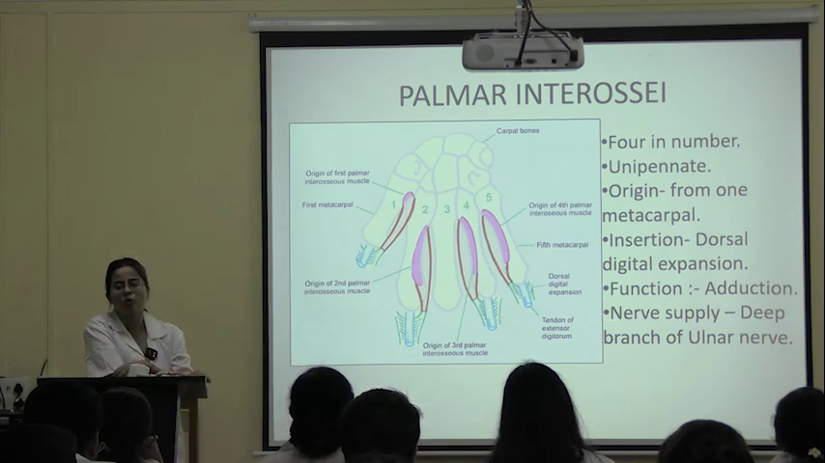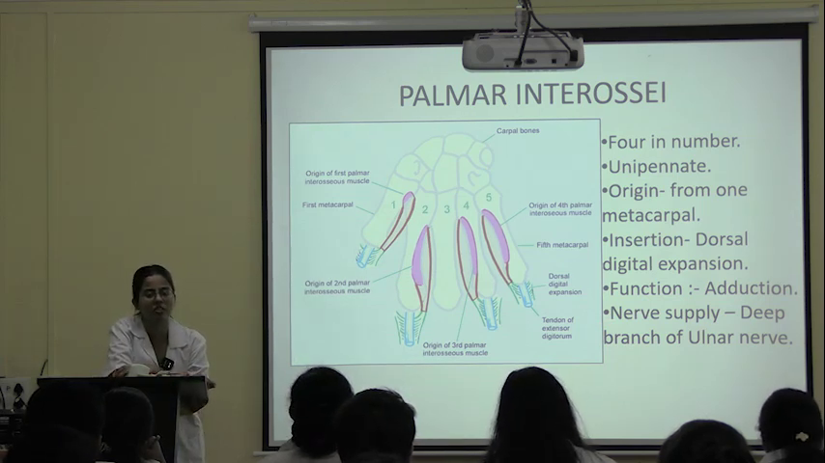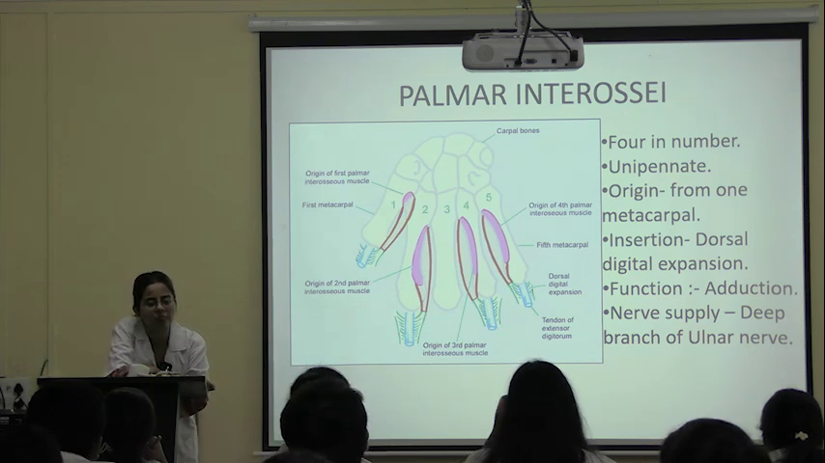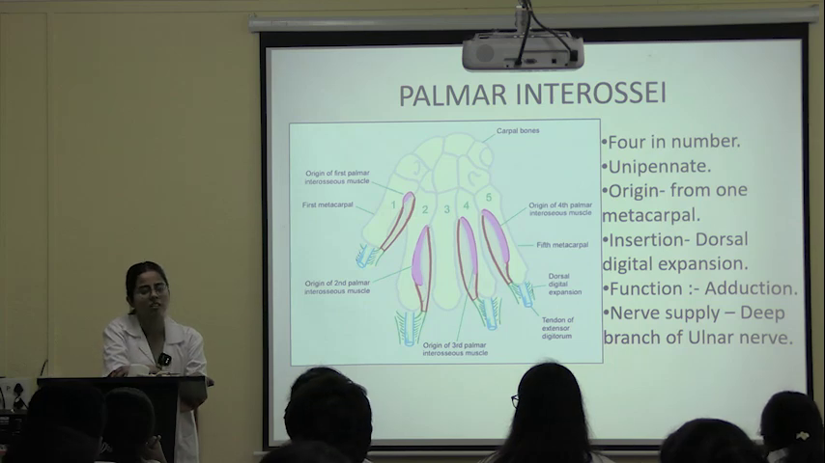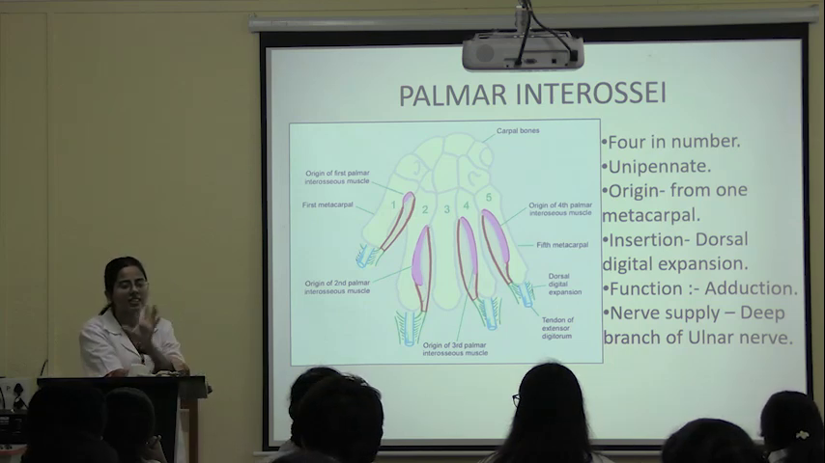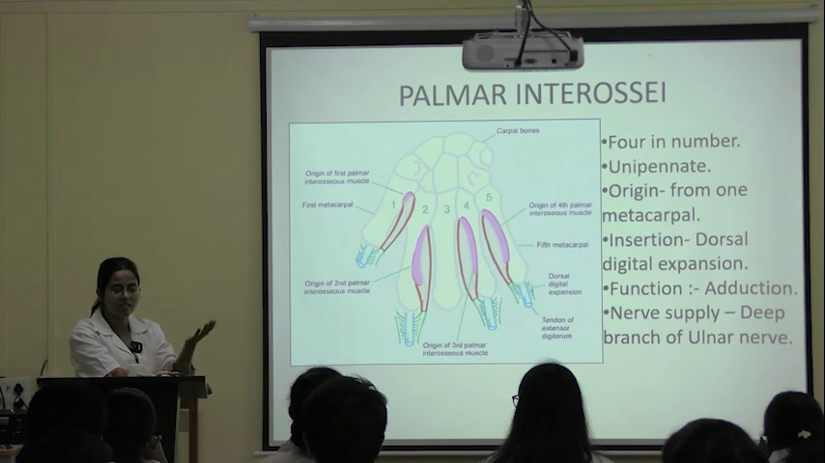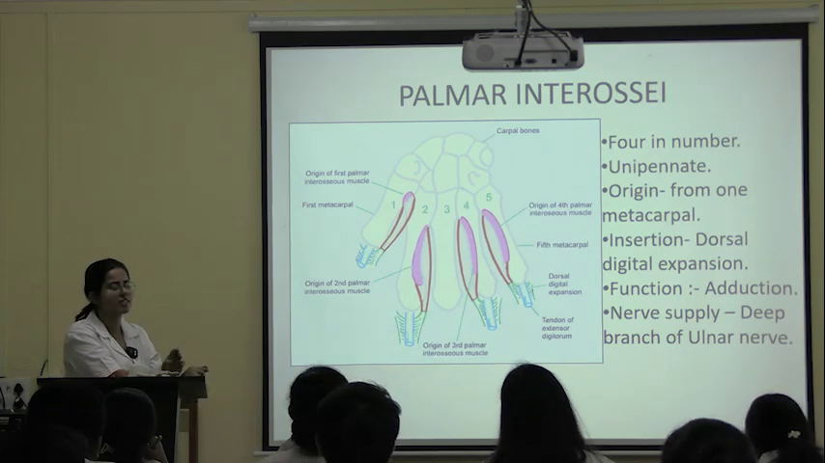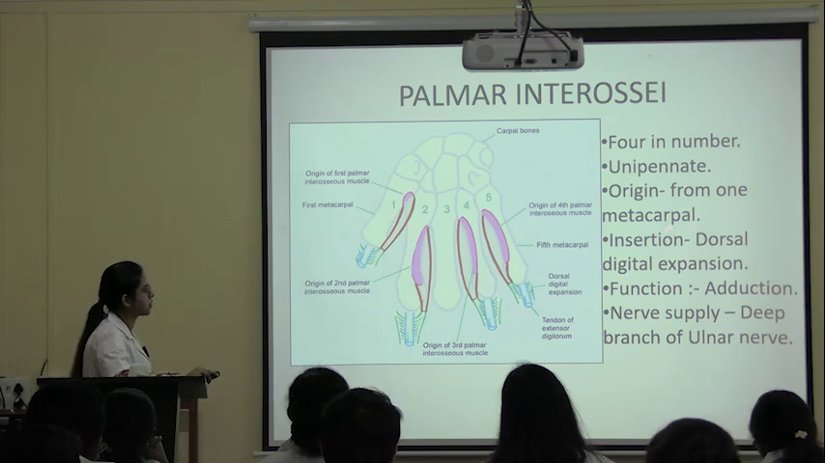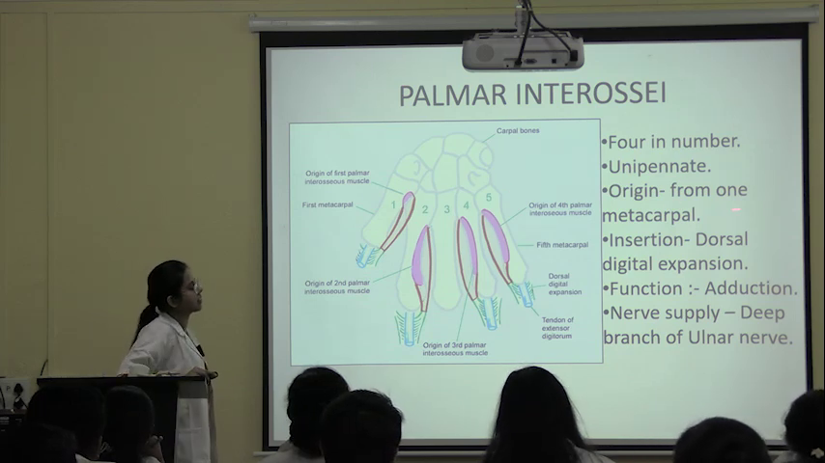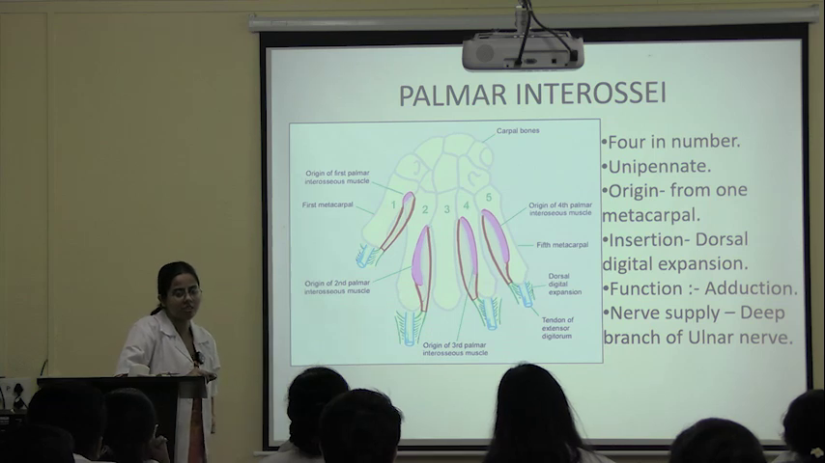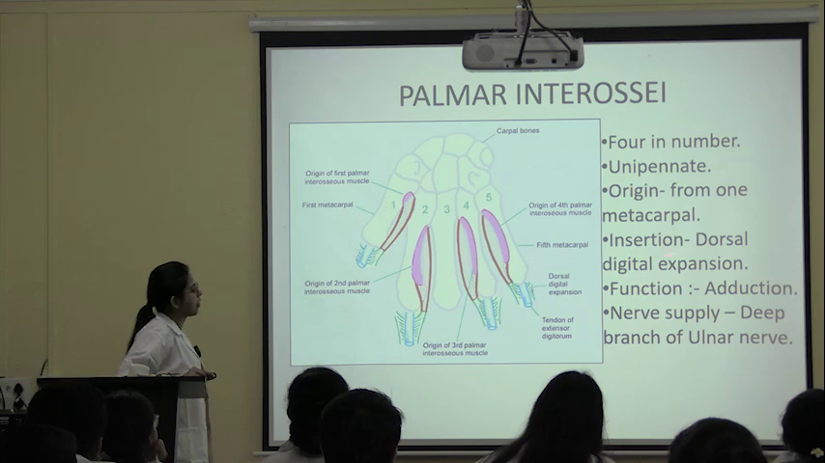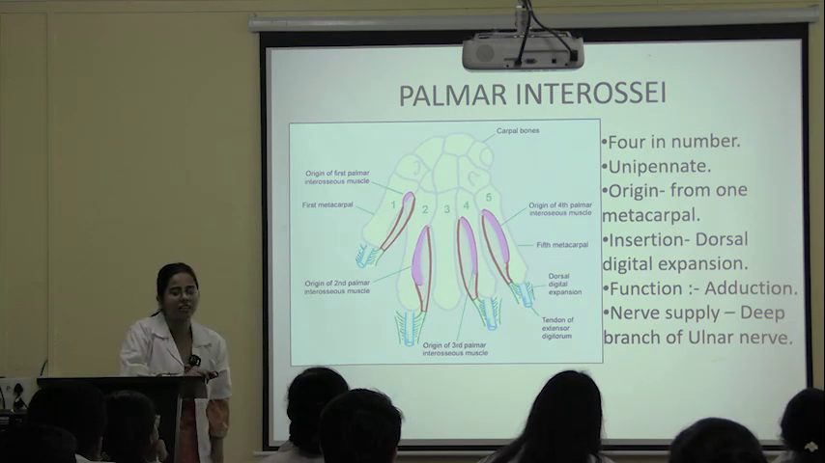Do any of you know what the dorsal digital expansion is? What is this term? No, it is the expansion of the extensor tendon. Okay, it is present dorsal to the metacarpophalangeal joint and proximal phalanx. Okay, it is inserted there. All the palmar interosseous muscles are inserted in the dorsal digital expansion. Okay, now what is the function? Adduction, and nerve supply is by the deep branch of the ulnar nerve.